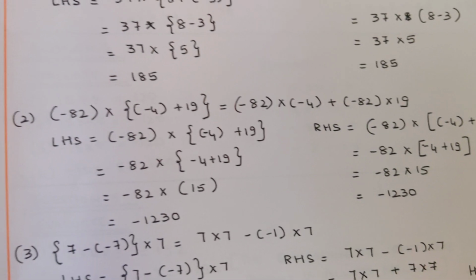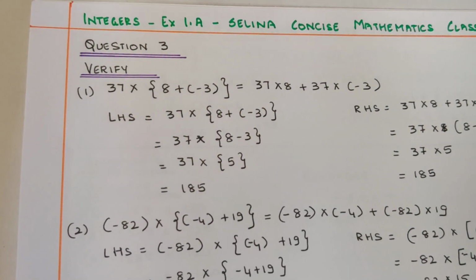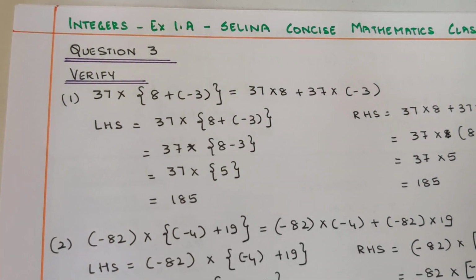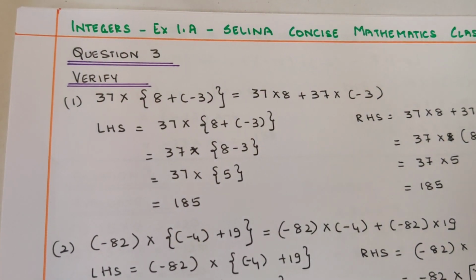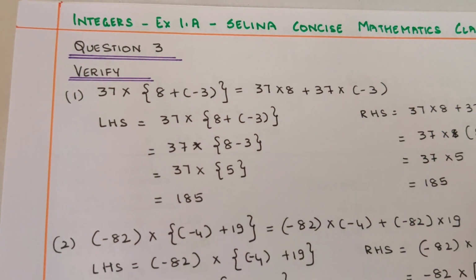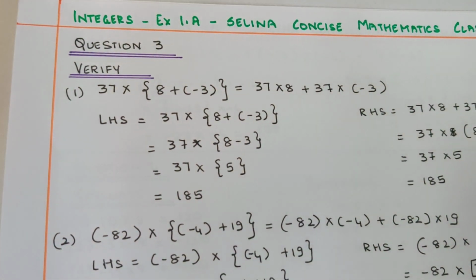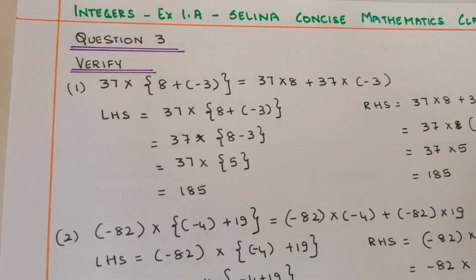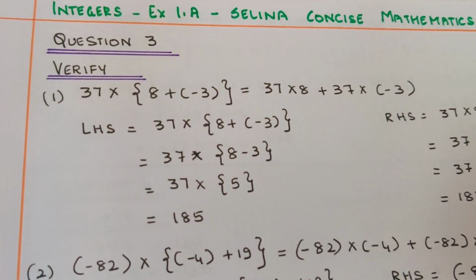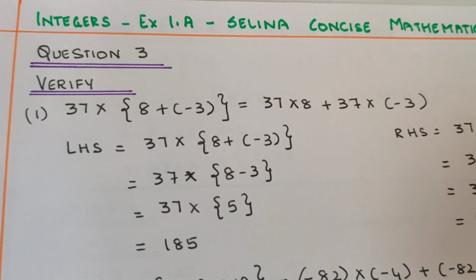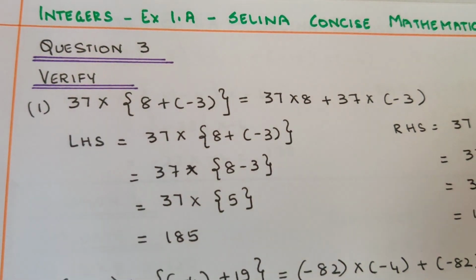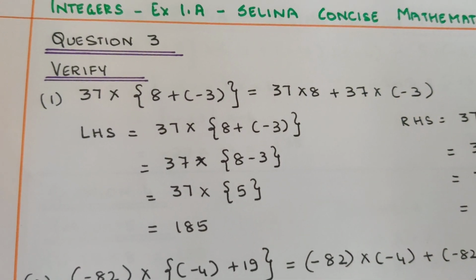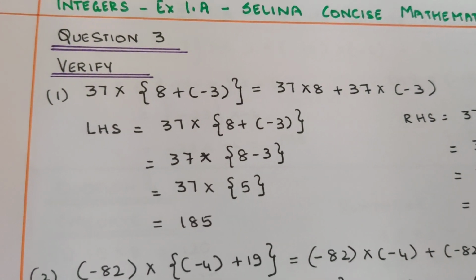Now let's move on to the third sum, which says verify. Kids, when you see a problem which has got an LHS and which has got a RHS, we will first solve the LHS, and then solve the RHS, and if the answers are equal, we will say LHS is equal to RHS. Please look at the sum which says 37 into 8 plus minus 8 plus of minus 3. And again on the right hand side you have 37 into 8 plus 37 into minus 3.